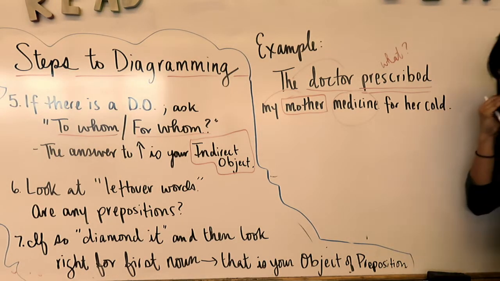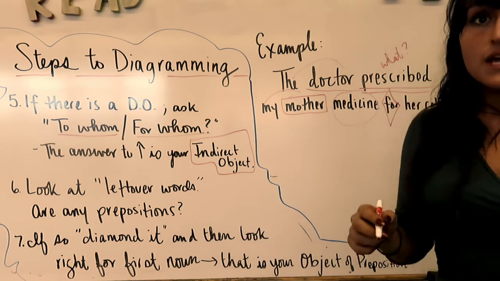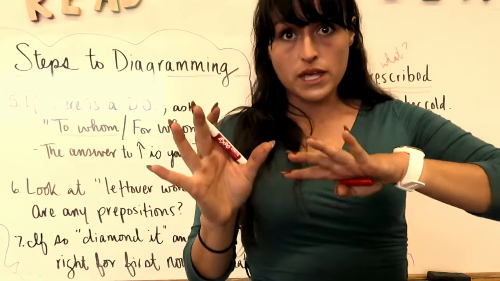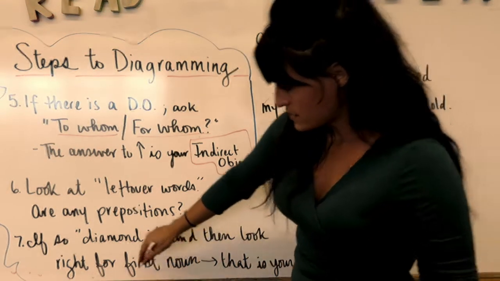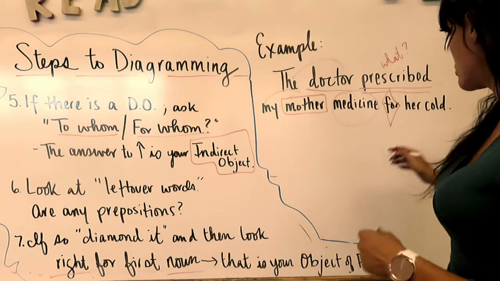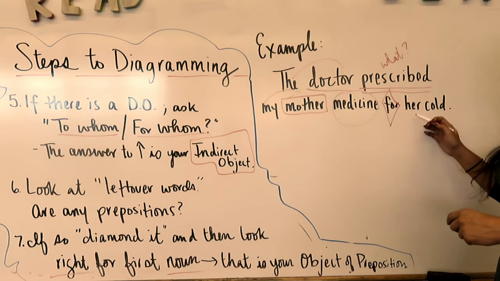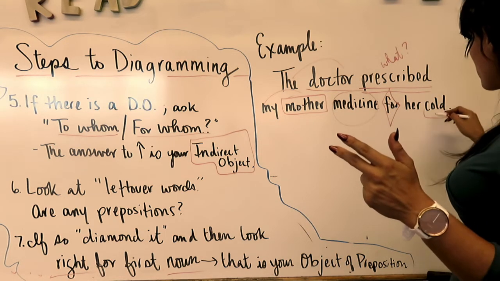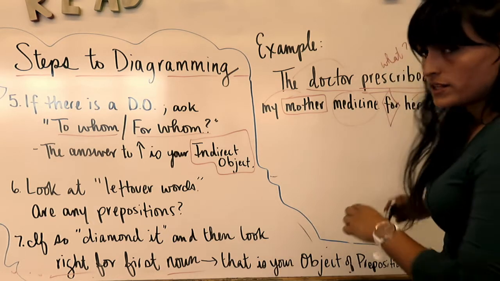For her cold? Yes. And I'm going to diamond it. What that means is I just throw a diamond around it. And I treat that as a stop sign. Stop. I have a preposition. Therefore, I need to find an OP. The way you find an OP is you look directly right for your first noun. That is your OP, your object of your preposition. So, if I'm looking right from my stop sign, the first noun, is her a noun? No. Is cold a noun? It's a person, place, thing? Yes. I put a bracket underneath and I put OP. Her describes cold.